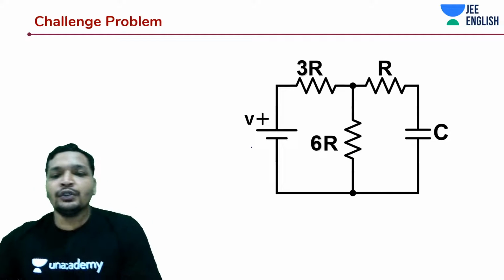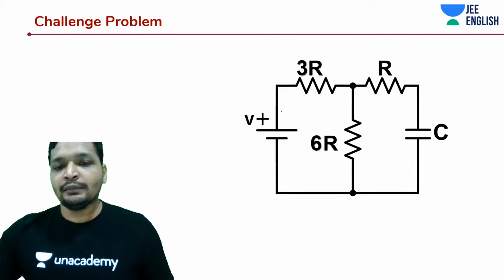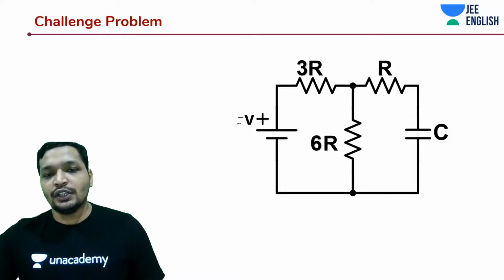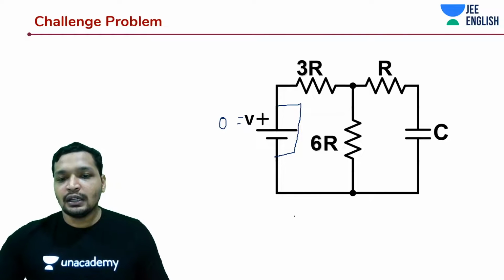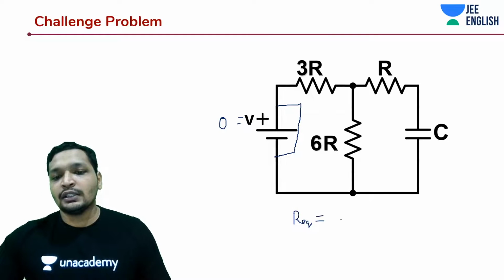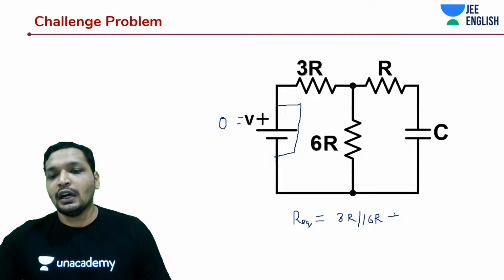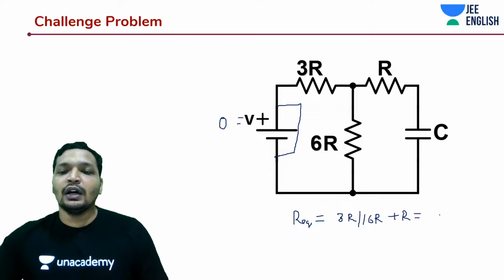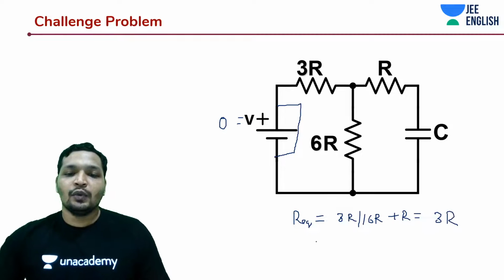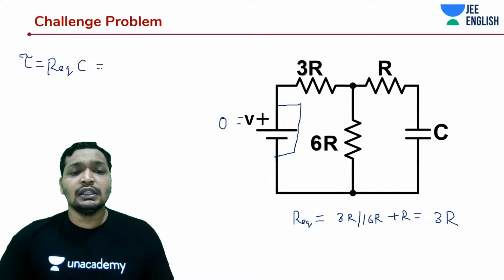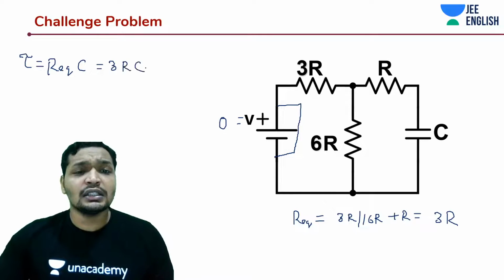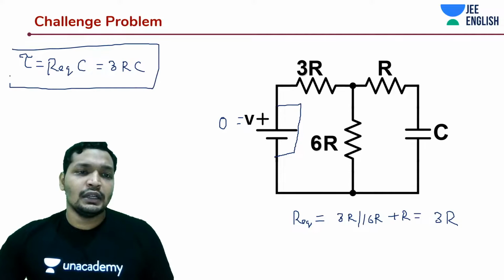Okay, you can do this for any complicated circuit. Now again I'm saying that this V is equal to 0, it is discharging, and I'm calculating the net resistance. R equivalent is equal to 3R in parallel with 6R, plus R. How much is that? This is 2R, so this is going to be 3R. So what should be my tau? Tau is nothing but R equivalent C, that is going to be 3RC, right? Simple.